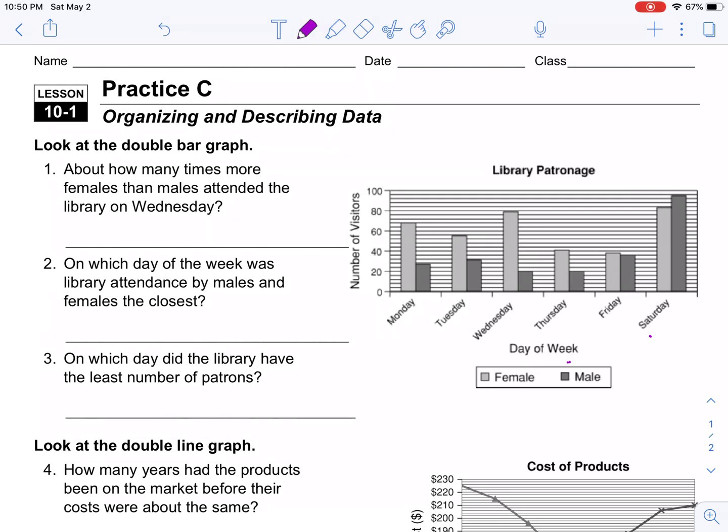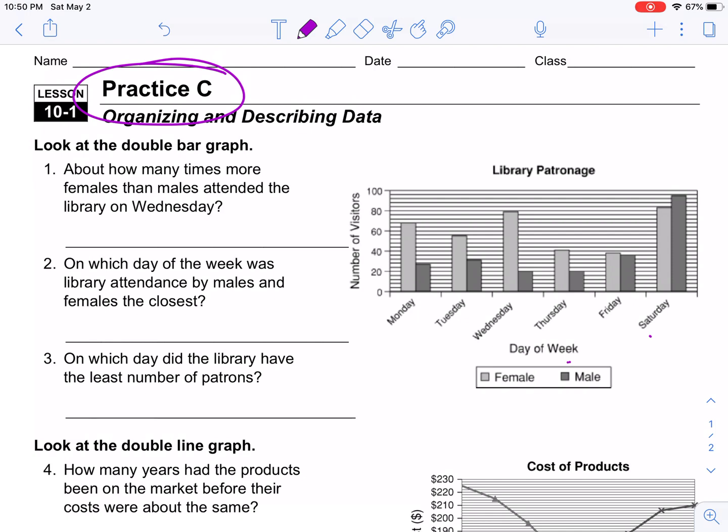Hello, today we're going to look at practice C and go through the answers. So again, we're looking at organizing and describing data specifically with bar graphs, line graphs, and circle graphs. So let's look at the double bar graph.